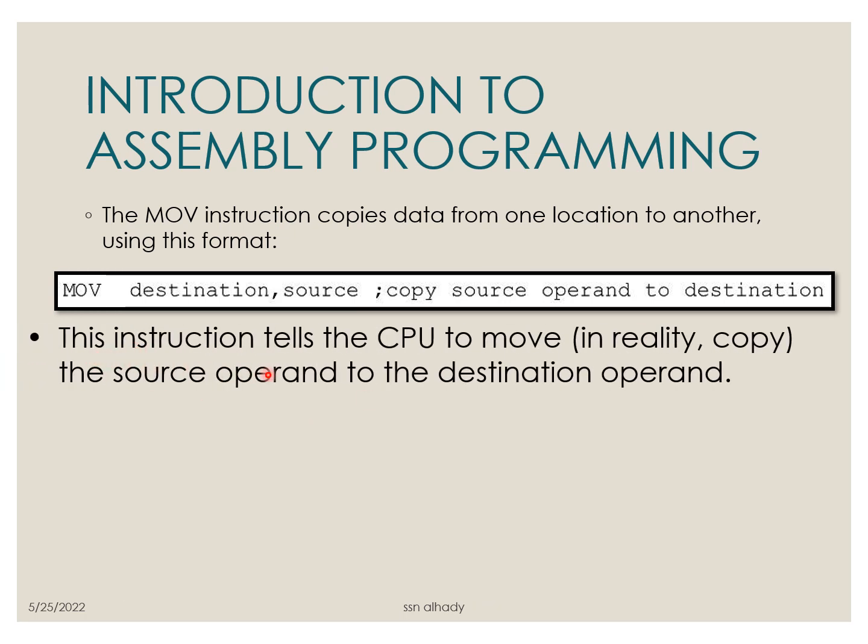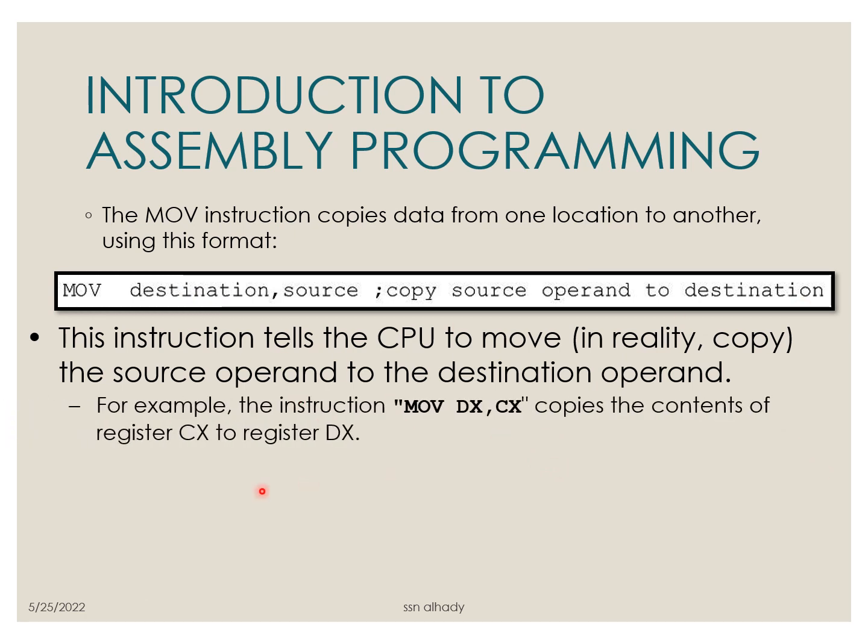So this instruction tells the CPU to move. In reality, it means copy. You don't modify the source. You only copy the source operand to a destination operand. If you put MOV AX, BX, take the value inside the register BX and put it inside AX. For example, MOV DX, CX means copy the contents of register CX to register DX.